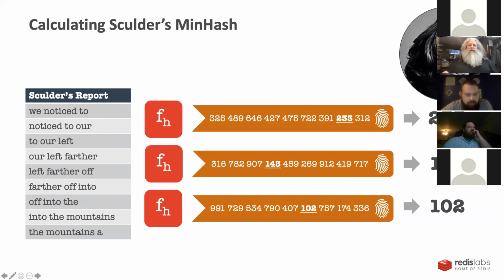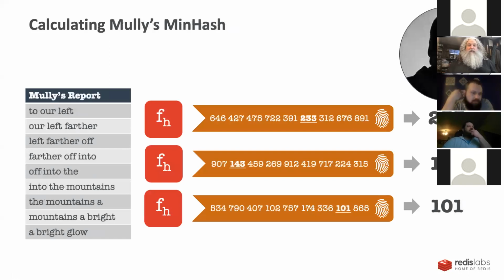So all these shingles go through here, create a bunch of numbers, take the smallest. Goes through here, take the smallest, goes through here, take the smallest, giving us a set of numbers. And so we do that for Scalder. We do that for Molly.